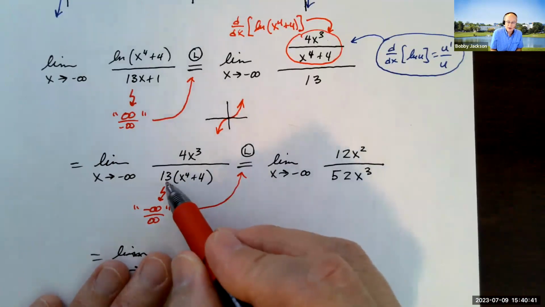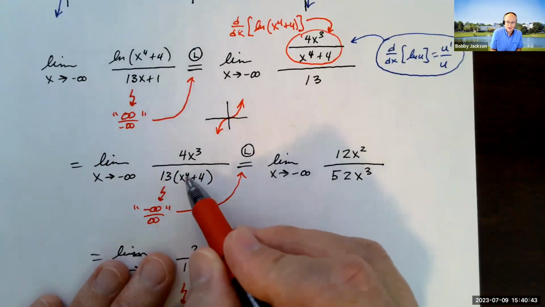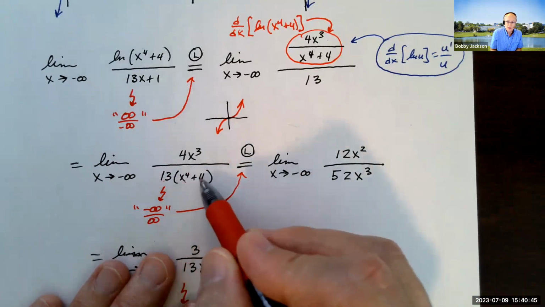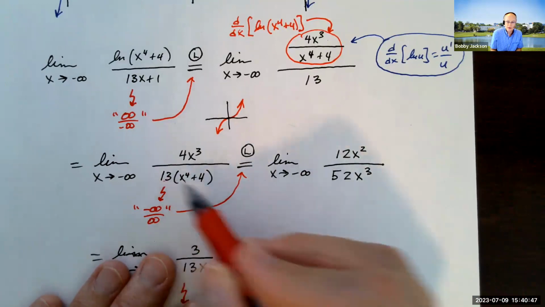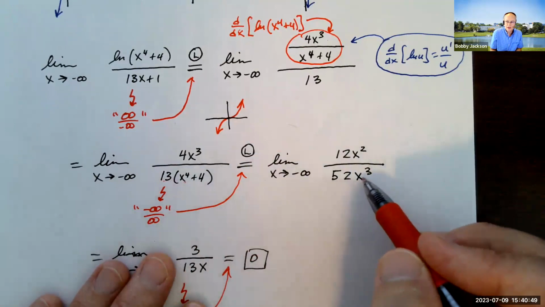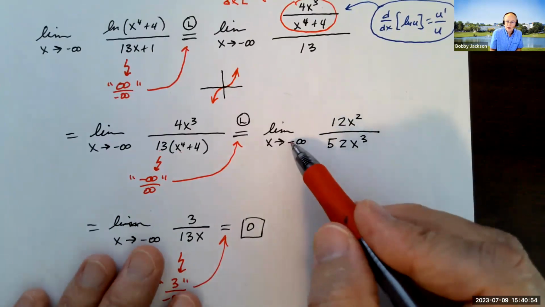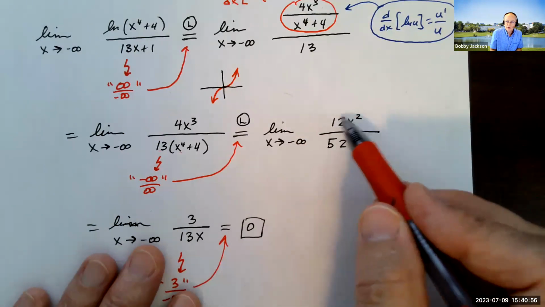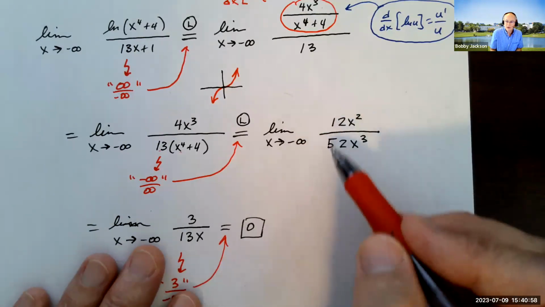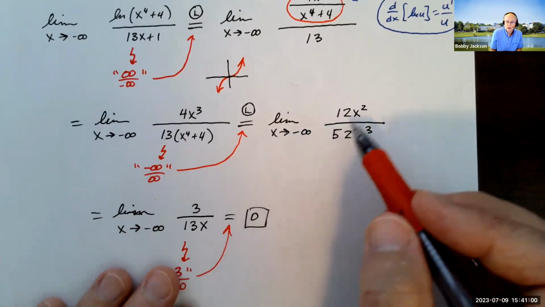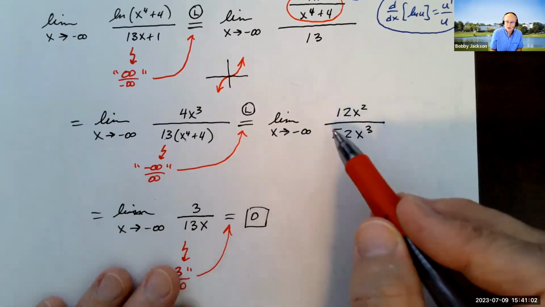And then the derivative here, 13 is a constant multiple. Derivative of x to the fourth is 4x cubed. Derivative of 4 is 0. 4x cubed times 13 is 52x cubed. Okay. Now, you might say, oh, if I plug in, this is going to infinity, this is going to minus infinity, and we're still L'Hopital's rule form. Well, wait a minute. You can simplify this first.